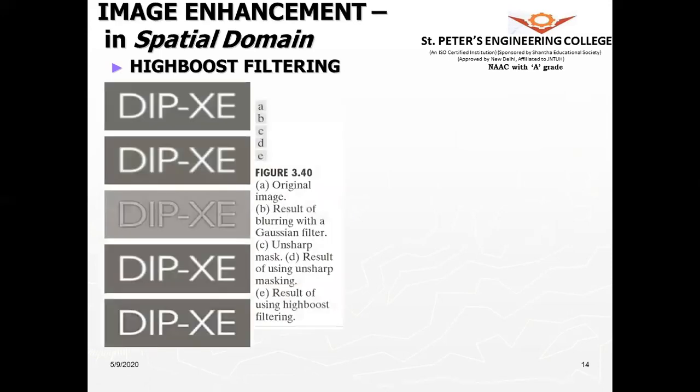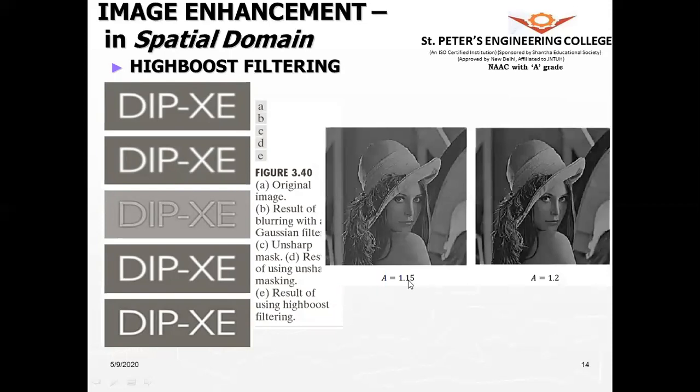So this is the example of the original image here, and the result of blurring the image and making it unsharp, and then the result of using the unsharp masking and using high boost filtering. So this is another example where the value of A is 1.15 here and 1.2 here. So we can see the difference of this image.